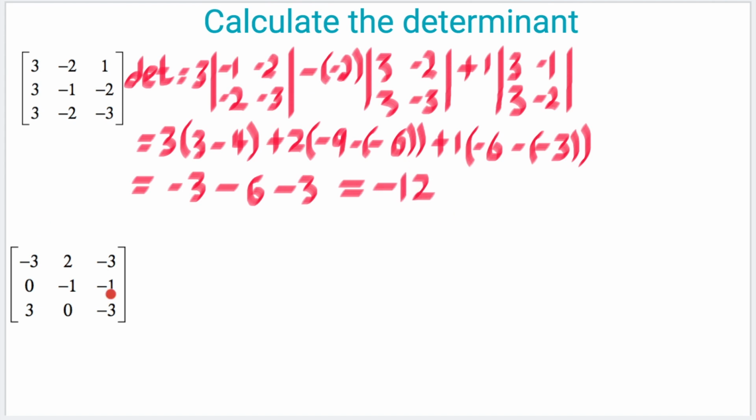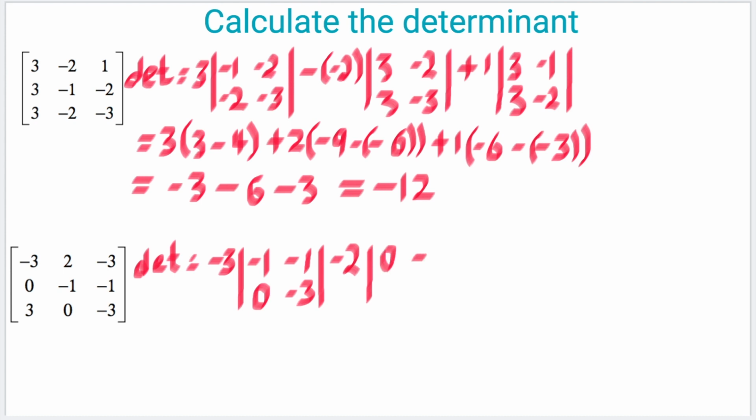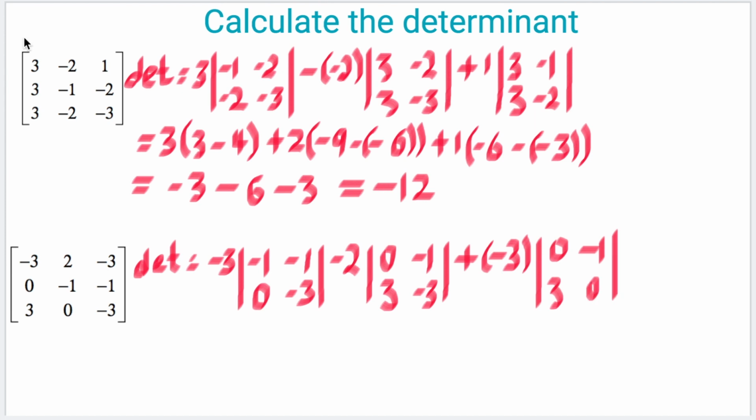The next matrix, the first number we're going to start off with is negative 3, the top left number. And our smaller matrix is going to be negative 1, 0, negative 3. And then the next coefficient is going to be minus 2. And the smaller matrix is going to be 0, negative 1, 3, negative 3. And then the final coefficient is negative 3, and the smaller matrix is going to be 0, negative 1, 3, 0. And then so now we're going to find the determinant of the first matrix.